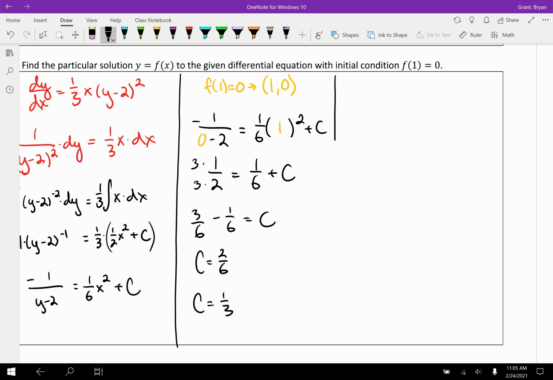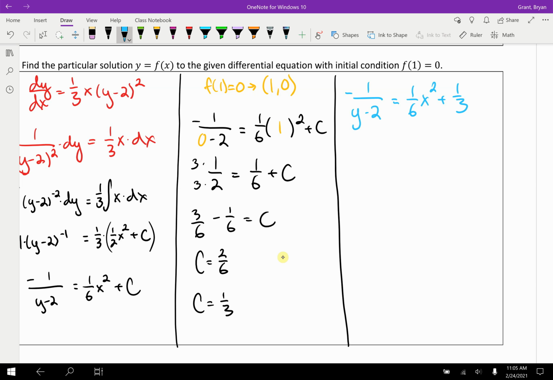Now what? Last column. Like I said, generally 3 columns. 1 column for the first couple points, finding c is another point, and the last column is going to actually be the isolating y part. So we're going to start with the actual equation, -1 divided by y minus 2 equals 1/6 x squared plus 1/3. And this is the right solution. It's just not written in the right form. We do need to isolate y from here.